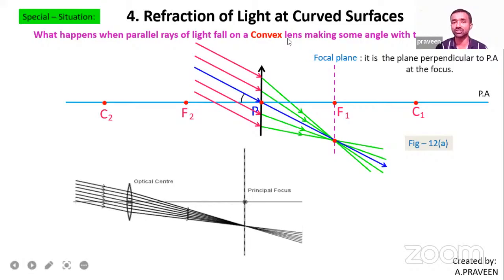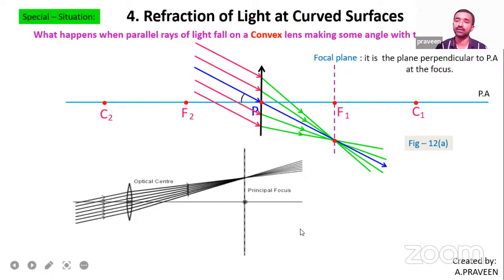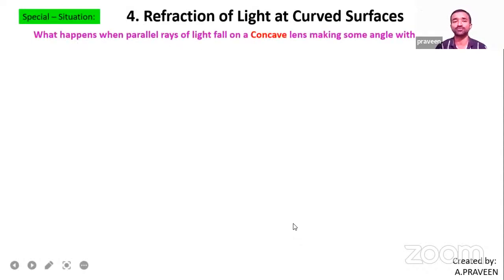So what happens if a light ray is incident on the double concave lens making some angle, right? Now we'll go for the special situation related to the double concave lens. What happens when parallel rays of light fall on a double concave lens making an angle with the principal axis? So we'll go for the same drawing. How to draw it?